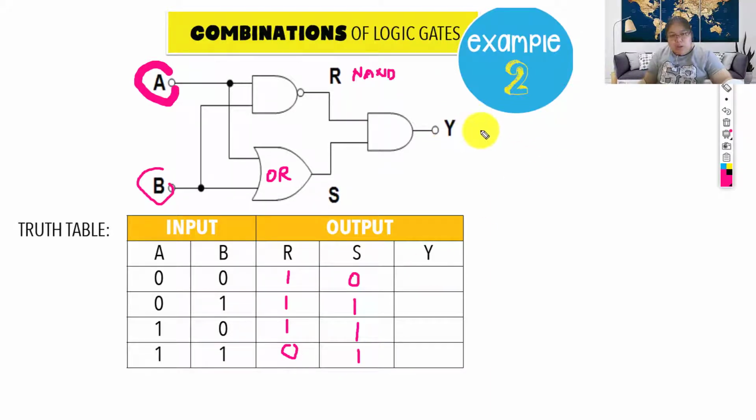Last one, Y. This one is an AND gate. AND gate must have both inputs 1. So from R and S, the result is 0, 1, 1, 0. So this is the final answer.